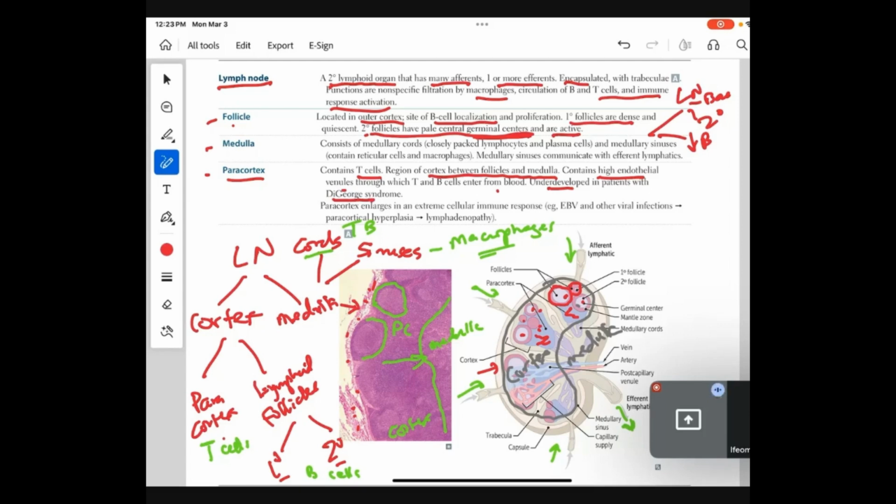Okay, so DiGeorge syndrome we'll come across in future sessions, but for now, what I'll just say is it's a disorder that affects the development of the third and fourth pharyngeal pouch. And one of the organs that develops from the third and fourth pharyngeal pouch embryologically is the thymus and the parathyroid glands.